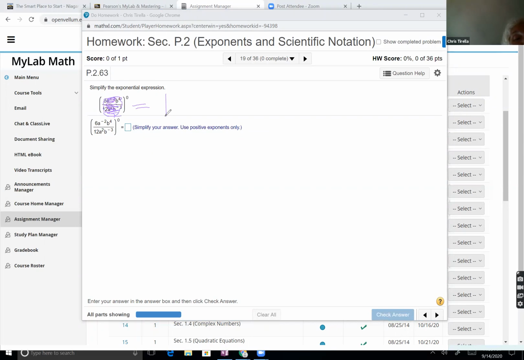If you were a glutton for punishment, you could simplify what's inside. 6 divided by 12 is a half. A to the -2 over a to the 2 would be subtracting, a to the -4. B to the 4 minus negative 3 would be b to the 7th. But when I raise that to the 0 power, everything inside gets raised to the 0 power. And anything to the 0 power is 1, so that product would all just be 1. Okay?